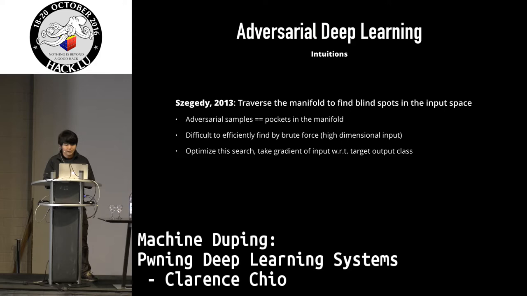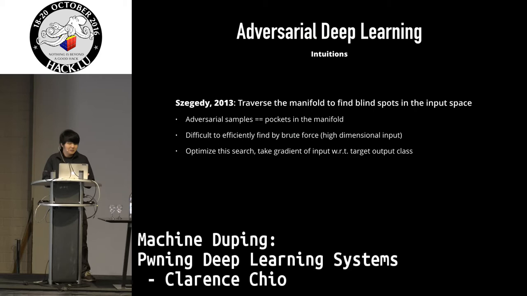So the most simple way that we can generate these adversarial images is to basically traverse the manifold and find blind spots in the input. And what this means is just, let's say you have a 32 by 32 pixel matrix, and you're trying to look for misclassifications of a dog image. So what you can do is to just brute force, change each pixel one by one, increment each value from 0 to 255, and just make small perturbations in the input to find out which image of a dog would be misclassified by this model.